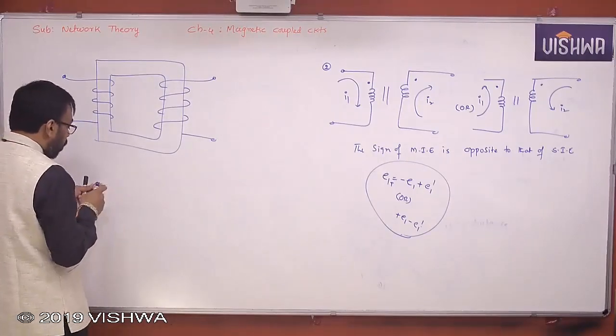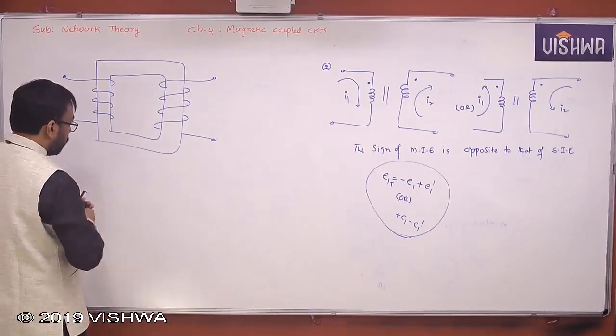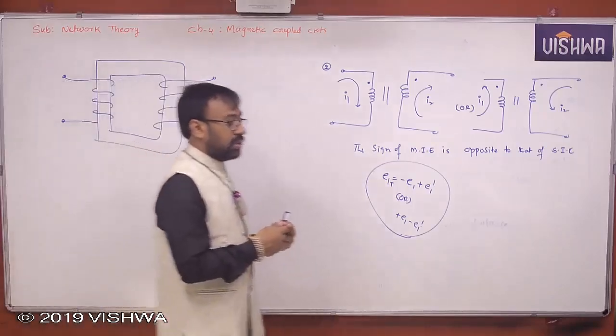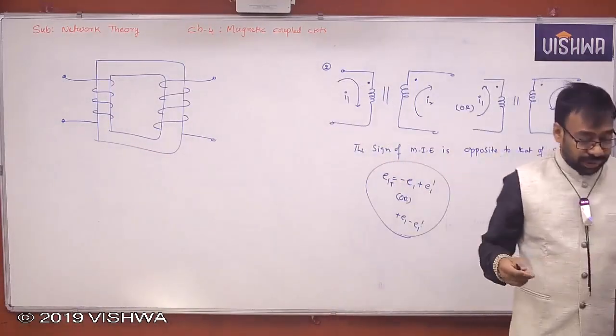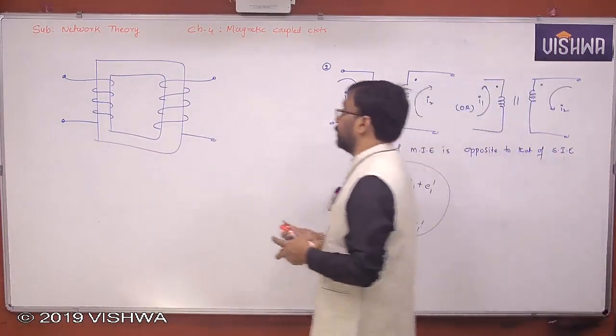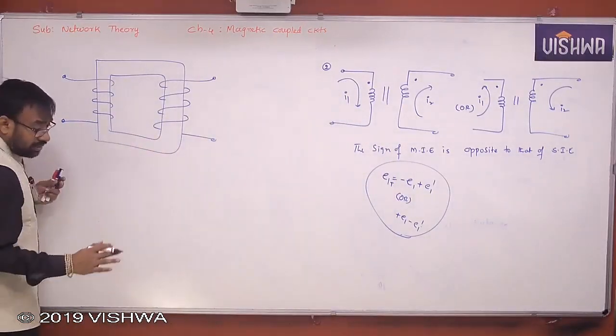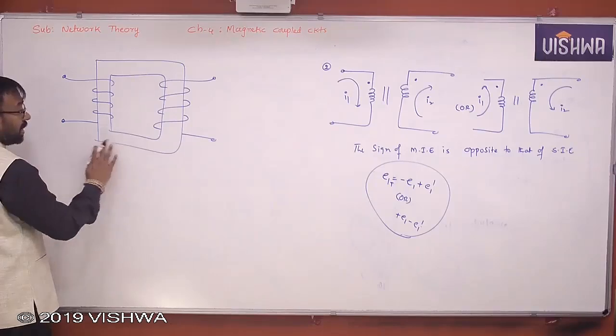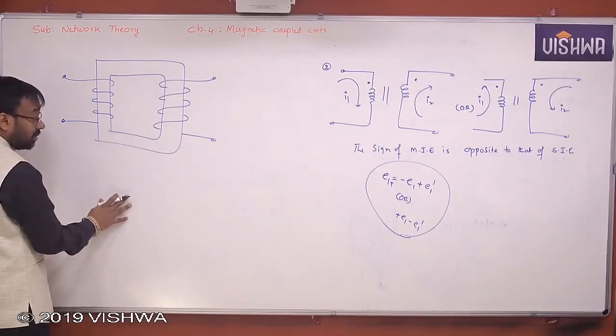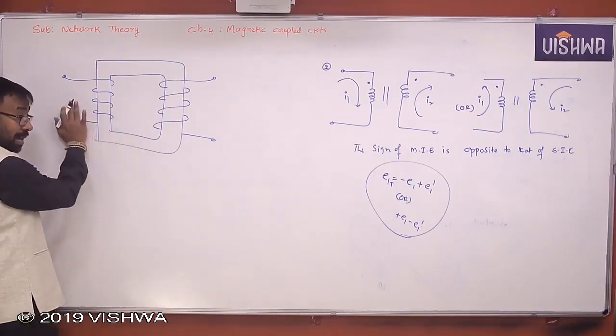See, when you want to create the dots, you follow a step-by-step procedure. What is the step-by-step procedure? First you select any one of the two coils. Okay, let me select primary. Got it, all of you?